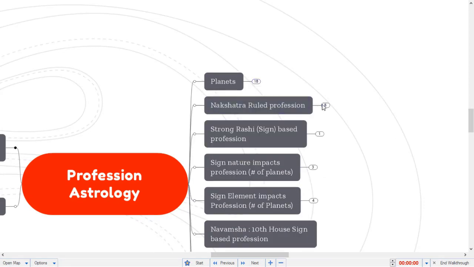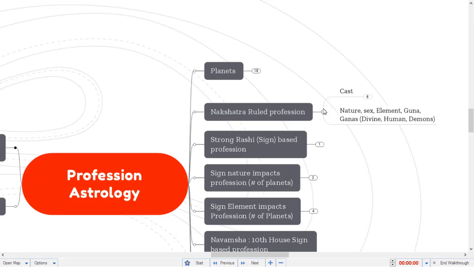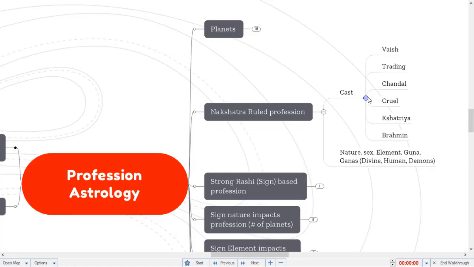Let's look at the nakshatra. When it comes to nakshatras, they play a very, very important role when deciding about the profession. I'm not going to go into details, as I mentioned earlier. Just think in terms of 27 nakshatras divided into different castes: Vaishya, trading, Chandal, cruel, Kshatriya, Brahmin. These also need to be mapped to professions in the modern era.